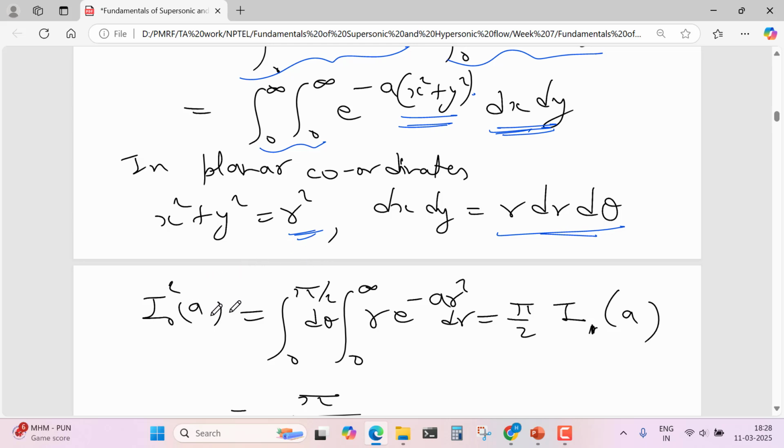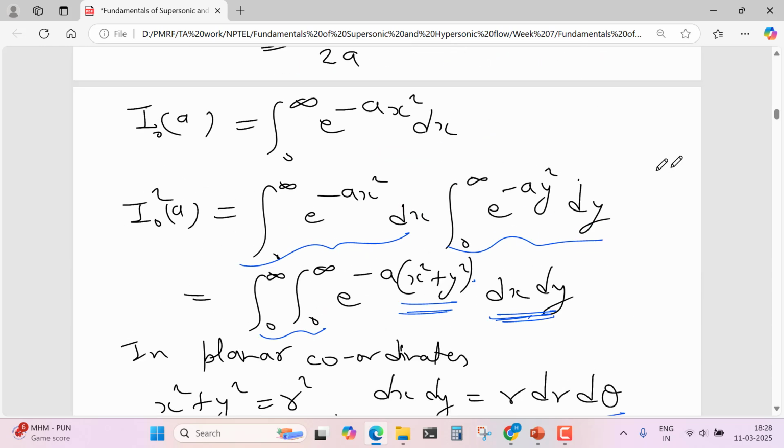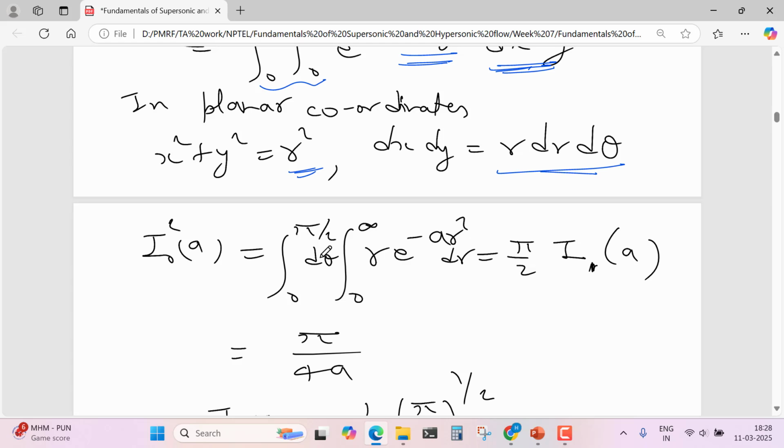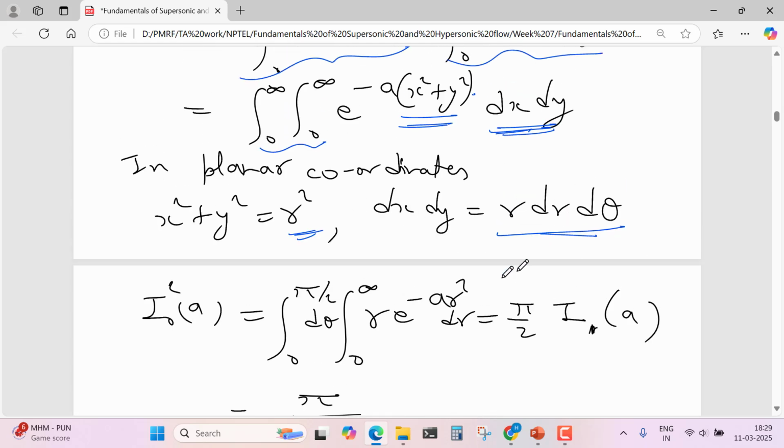So this I0 square a will become integration 0 to pi by 2 d theta. Why? Because if you see in the coordinate system, if x is from 0 to infinity and y is from 0 to infinity, only one quadrant we have taken. So in terms of this theta, it will be from 0 to pi by 2. So integration 0 to pi by 2 d theta we have taken separately because the integrand is independent of theta. And the second term will be 0 to infinity, where dx dy is replaced by r dr d theta, and this e to the power minus a r square will come.